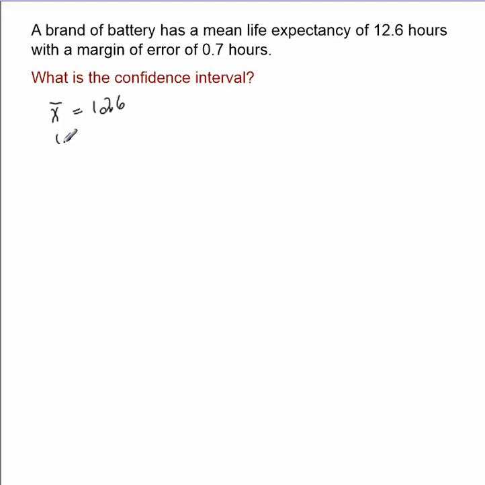And a margin of error of plus or minus 0.7 hours. So we would expect a battery to last from 11.9 hours. So we would subtract the 0.7, or we could expect the battery to last up to 13.3 hours. So that will be our confidence interval, from 11.9 up to 13.3.